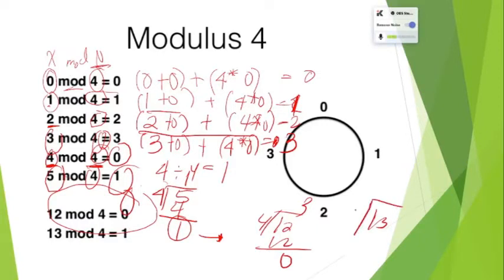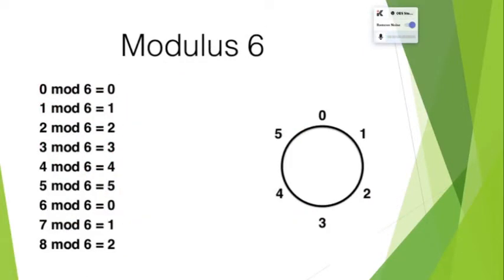Now, let's go with 13 mode 4, that is 13 divided by 4. So, that is, lagay ko dito 3. So, 4 times 3 is 12. So, yung remainder natin would be 1. So, yun lang yun. So, that's how you get modulus. Now, let's go with more examples.